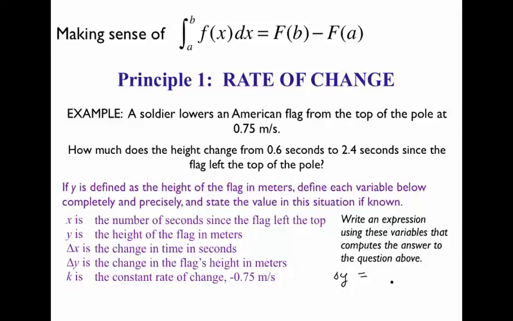Brock? You've got to find x first. I found x first: the total number of seconds the flag is being lowered, and then multiply by the rate of change. Okay, and so the expression will be? 2.4 minus 0.6 is 1.8 seconds the flag is being lowered. And how do we use symbols for that?